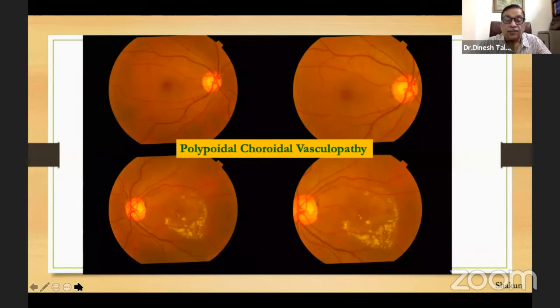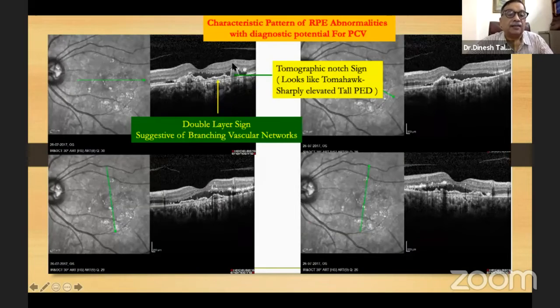Polypoidal choroidal vasculopathy, I said, is a variant of ARMD. And here, if you have a patient who has excessive exudation and a lot of hemorrhages, when you see a picture that looks like this, that means there are peaked PEDs, high PEDs. This is called a tomahawk sign, because of the high PED with a shallow undulating PED adjacent to it.